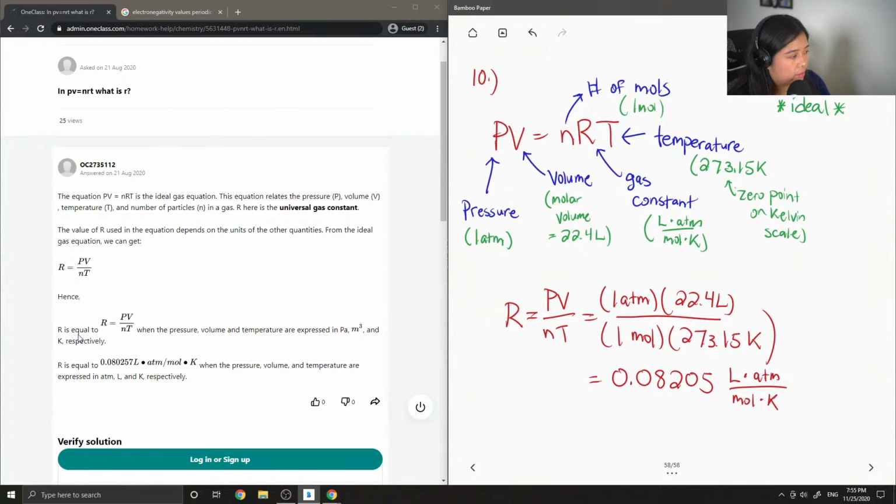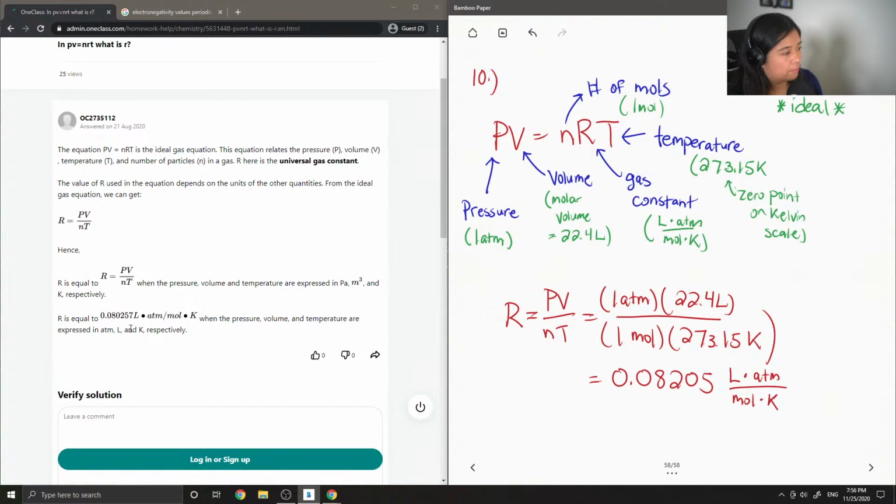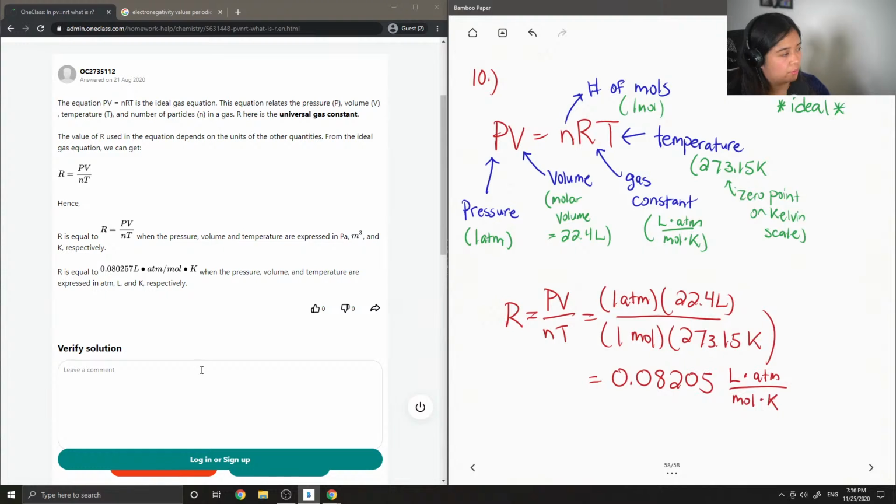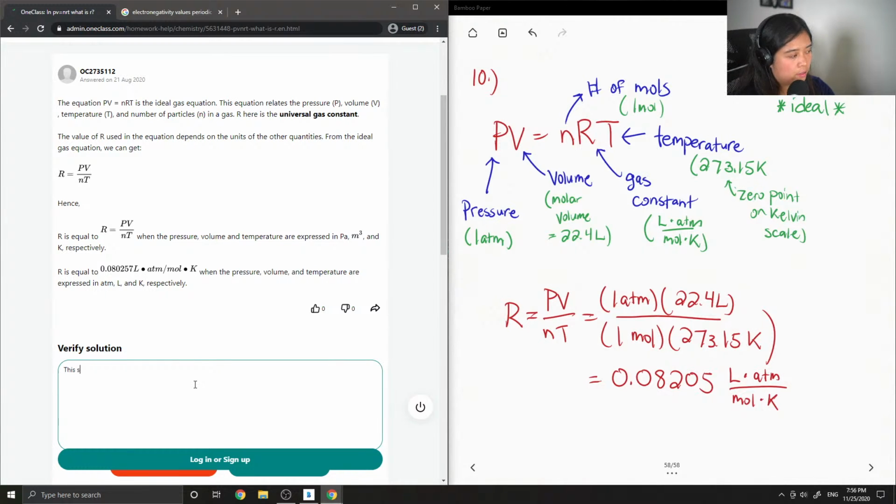So R is equal to PV over nT when the pressure, volume, and temperature are expressed in, I think they mean atm and liters. Well, meters cubed is the same. R is equal to 0.08 when the pressure, volume, and temperature are expressed in atm, liters, and Kelvin. So the last part makes a little more sense, so I'm just going to say this solution is correct.